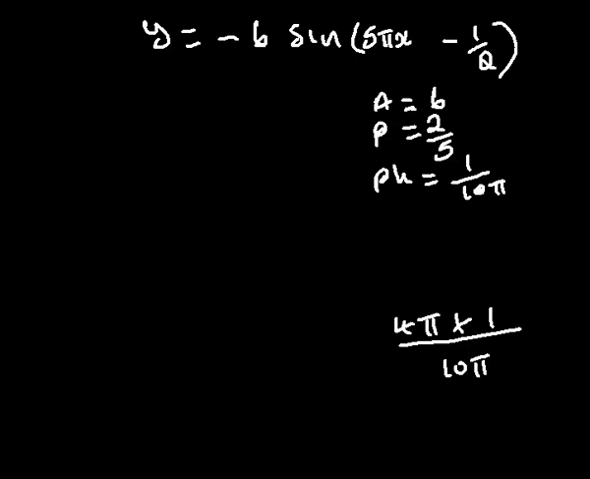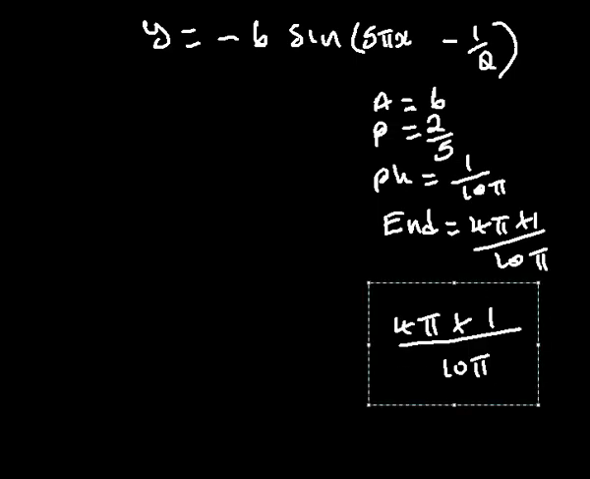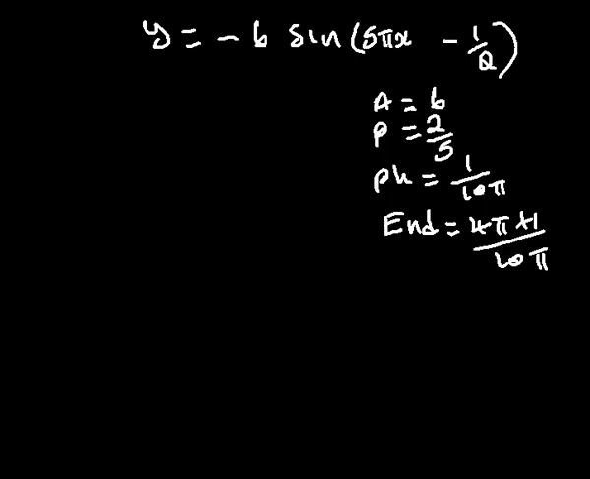So that is the ending point. The end is given as 4 pi plus 1 divided by 10 pi. So have it as that. And now from there, we should look at how the graph will look. So that is a sine function graph. Then have it as that.